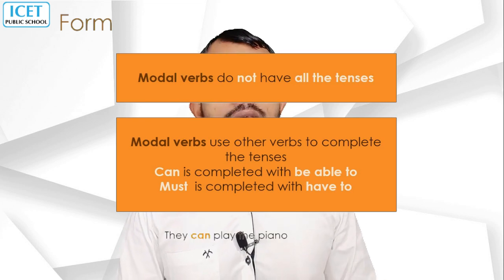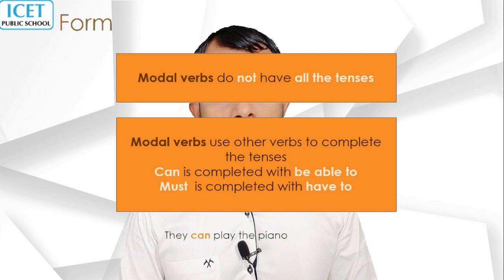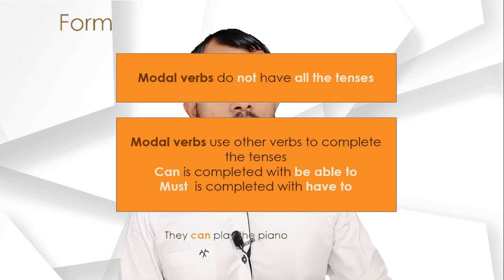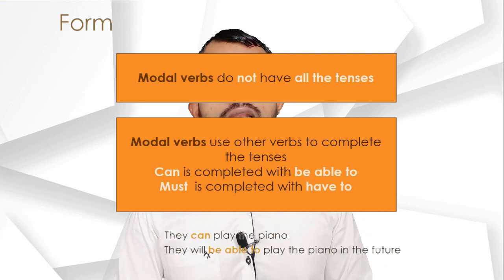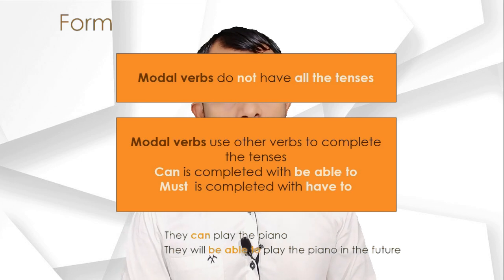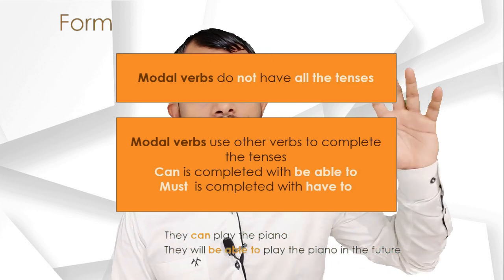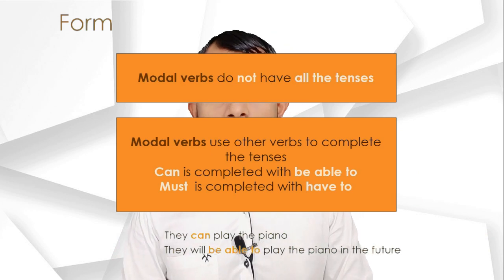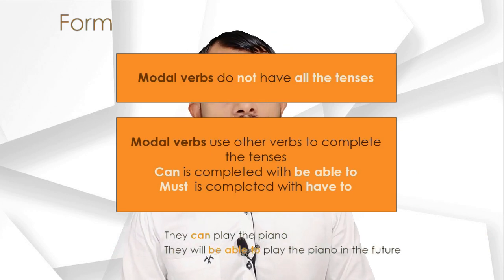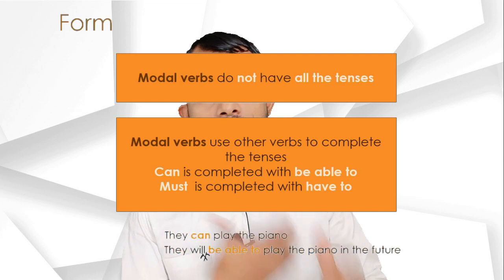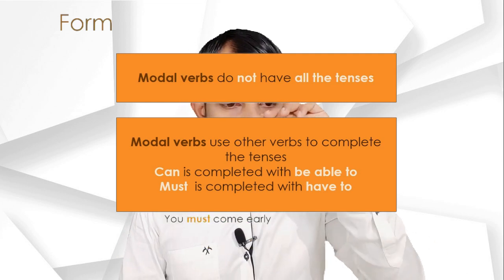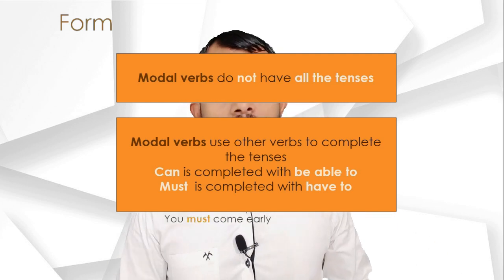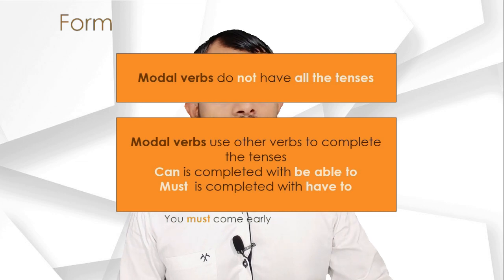For example, I will say, they can play the piano. Then how will we say it in another tense? They will be able to play. So "they can play the piano" is in the present. How do we express that usage of can in the future? We use another word: they will be able to play the piano. Another sentence: you must come early.